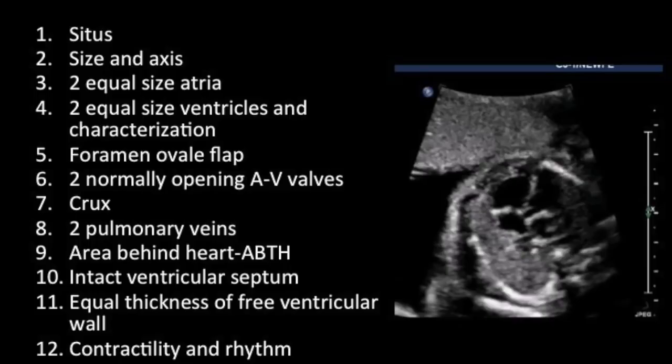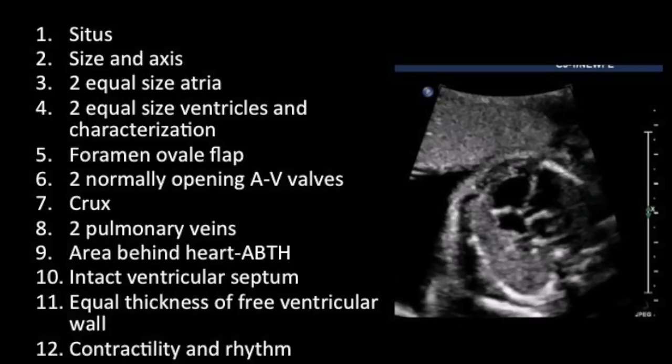The area behind the heart, ABTH, is the short form. You see only one vessel behind the heart, and that is the descending aorta. Then intact ventricular septum, equal thickness of the free ventricular walls, and contractility and rhythm. This is a very big checklist, but once you get used to analyzing the heart, it doesn't take more than 2 to 3 seconds to look at the clip and know whether this four-chamber view is normal or not. So we will look at each point one by one.